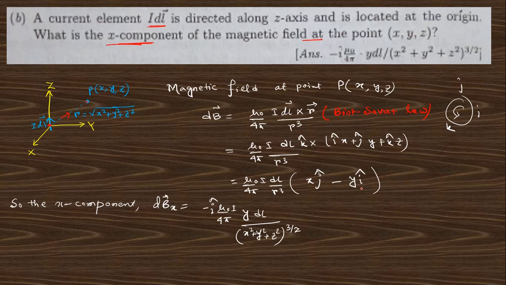So this will be the expression, but you need to find the x component. So the i component is nothing but i cap mu 0 I by 4 pi, dl by r cubed, into y. Okay, so put this value of r, which is nothing but root under x squared plus y squared plus z squared. So this will be the answer. I think it is clear. Go to the next question, and this will be the y component.